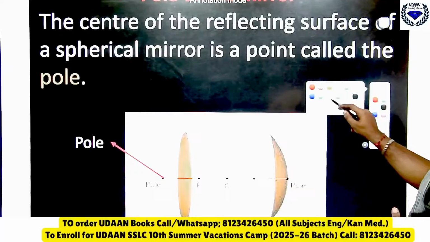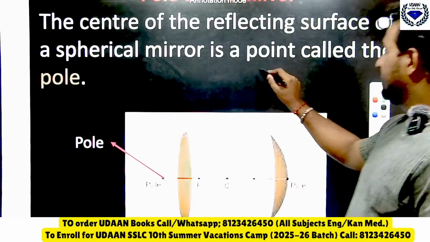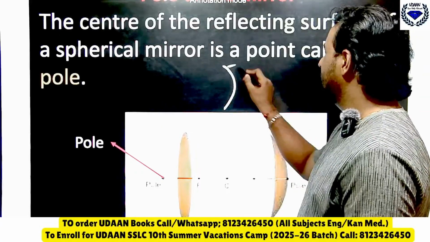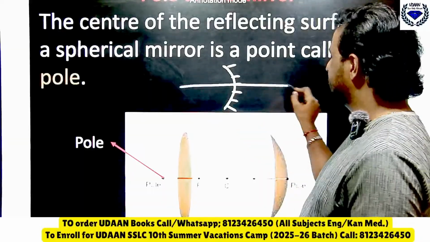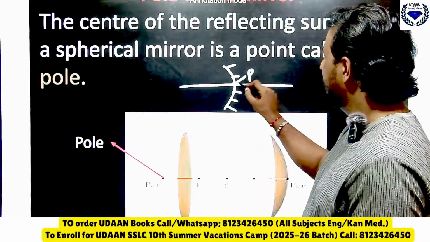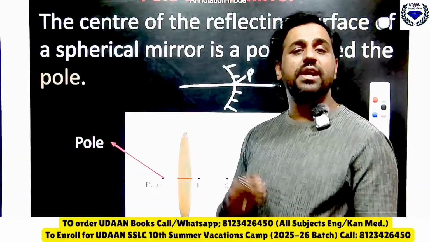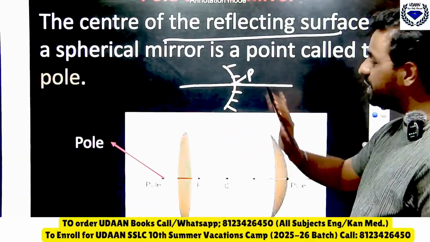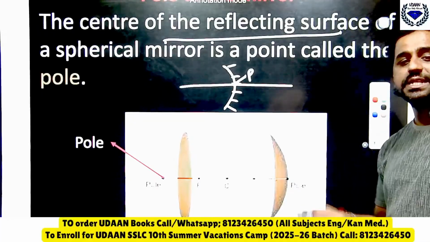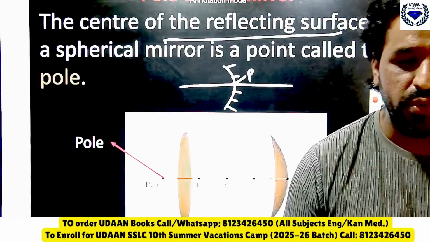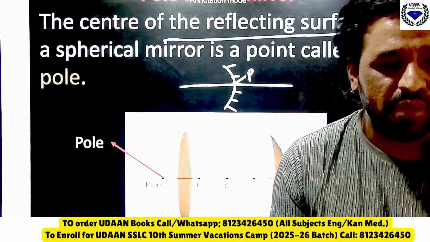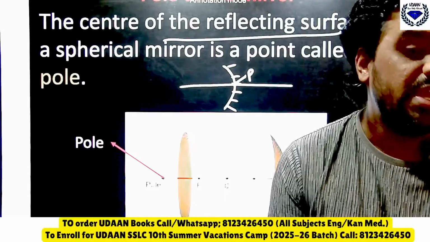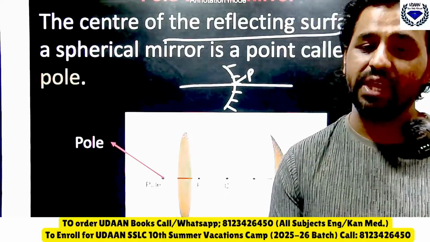Suppose this is a concave mirror, and the center of this, I will write P here, the center of this will be the pole. So the center of the reflecting surface of a spherical mirror, we call it the pole. Yes dear, very good. Important activities you should do, very good dear.